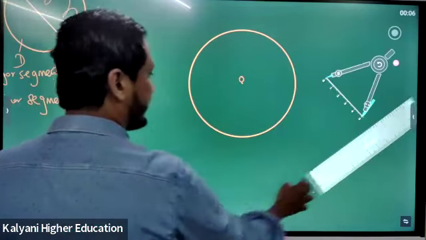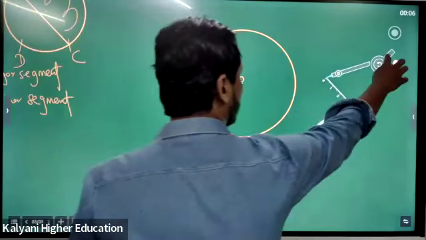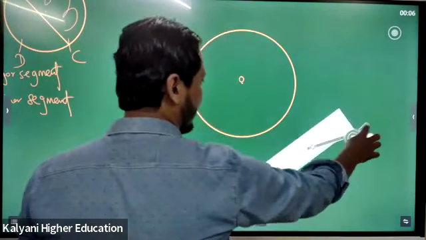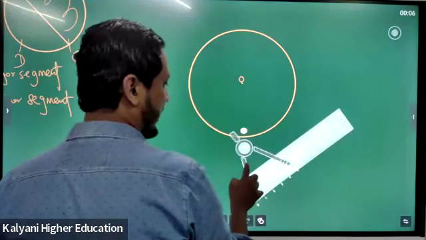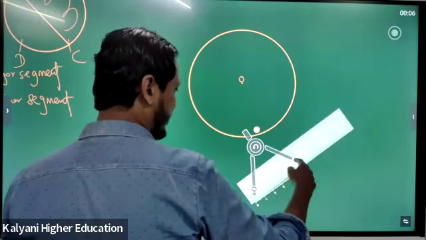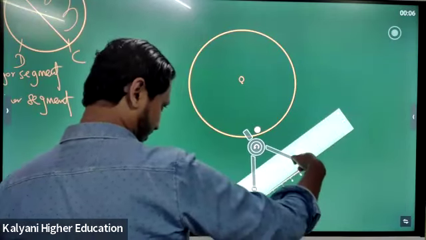Chord 6 centimeter means first keep the ruler and with the compass measure 6 centimeter. Your compass can't do this work by itself, you have to measure up to 6. Up to 6. Understood?